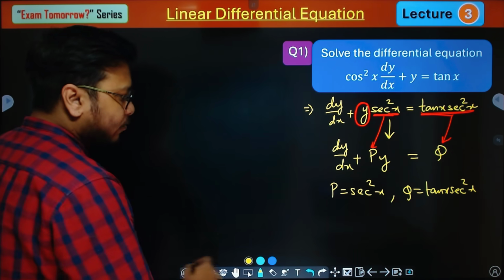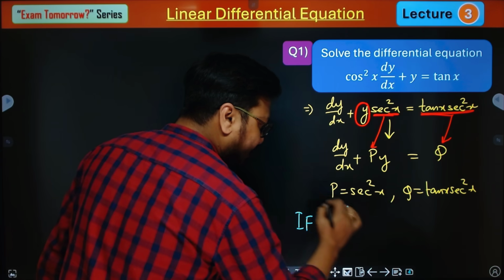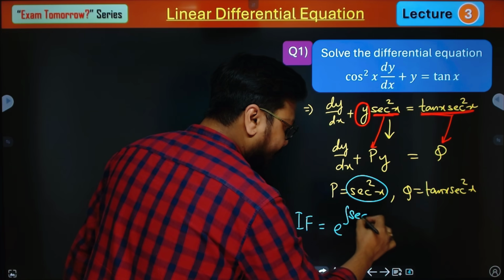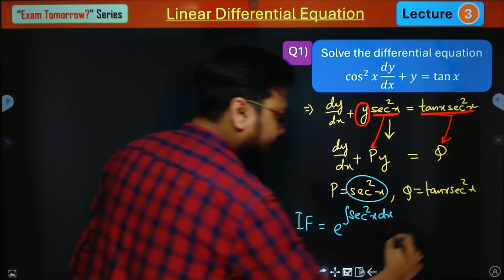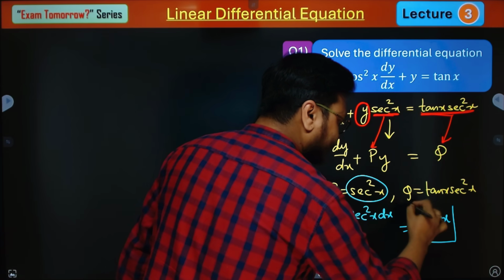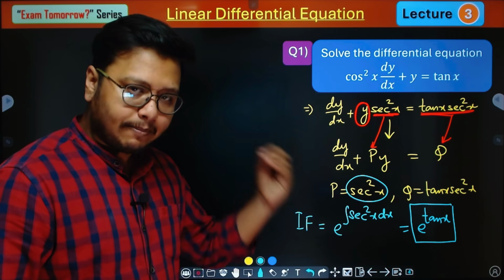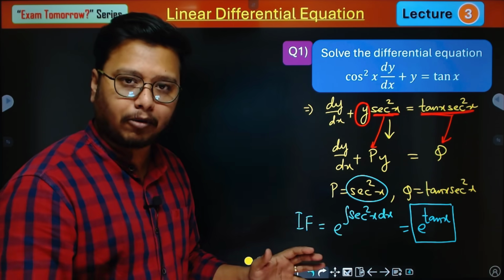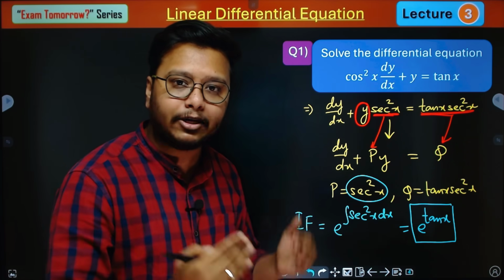So once it is linear in y, we can say that its integrating factor is going to be e to the power integration p dx, where p is sec square x. So integration sec square x dx, integration of sec square being tan x, so the integrating factor becomes e to the power tan x. That's our integrating factor. Now we can remember that the solution also has a direct format. We can remember that format and apply it directly. That will save you time in your exam.